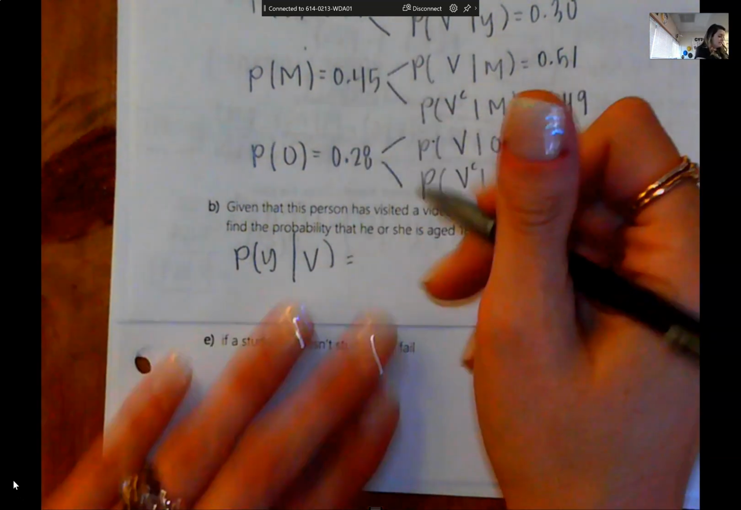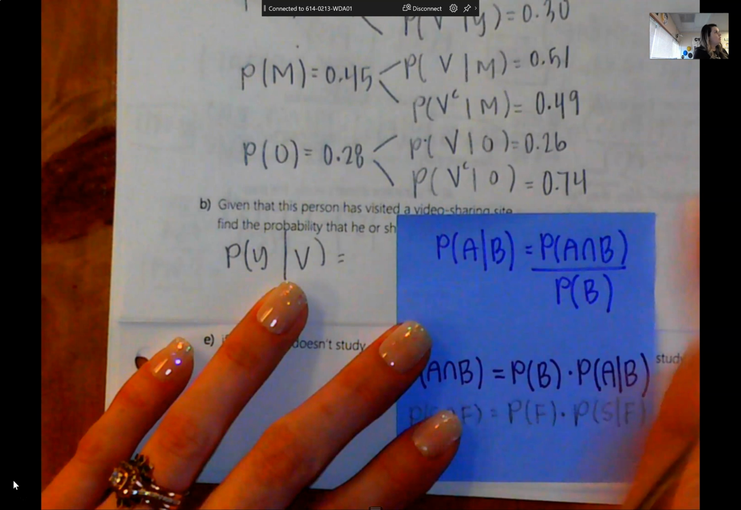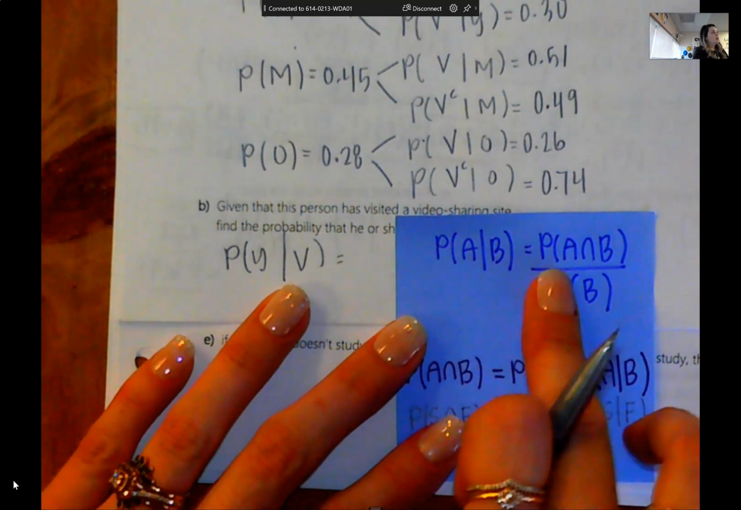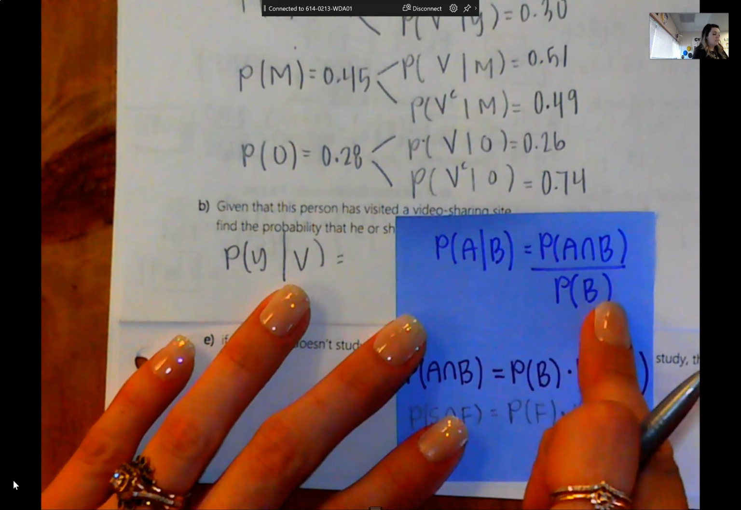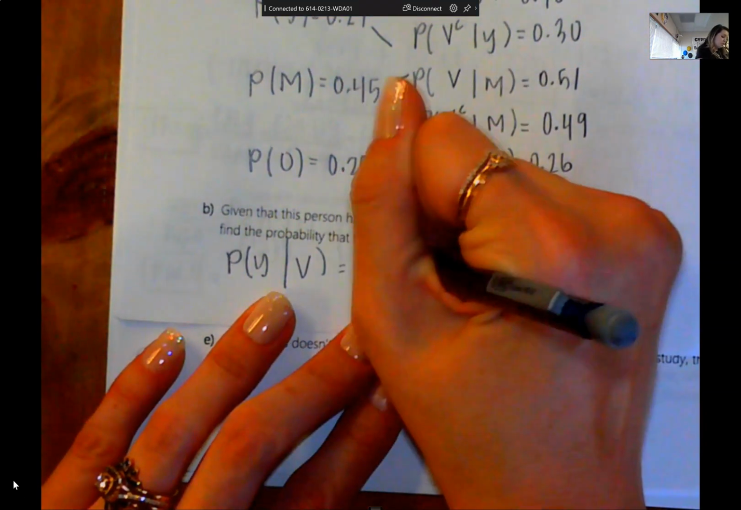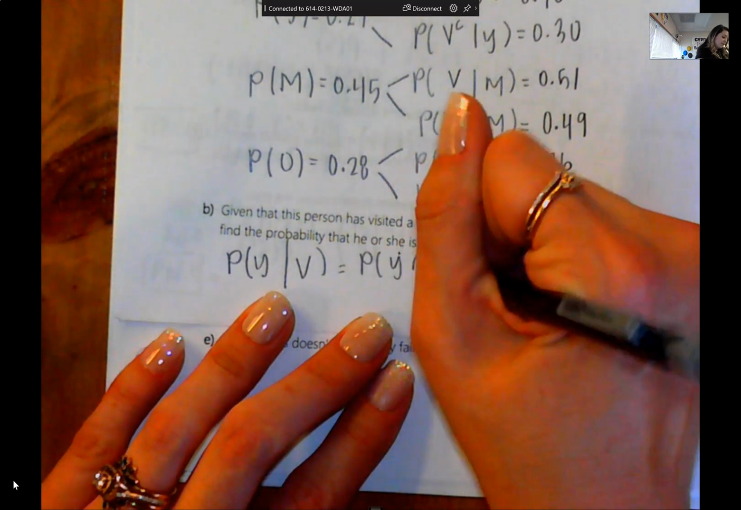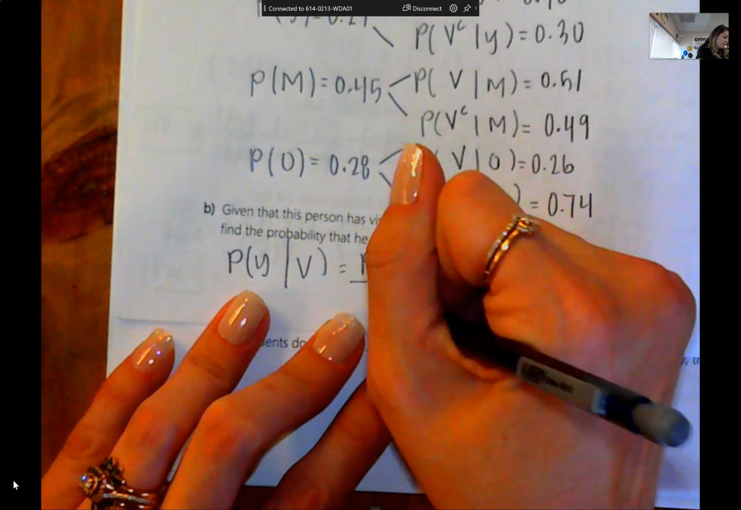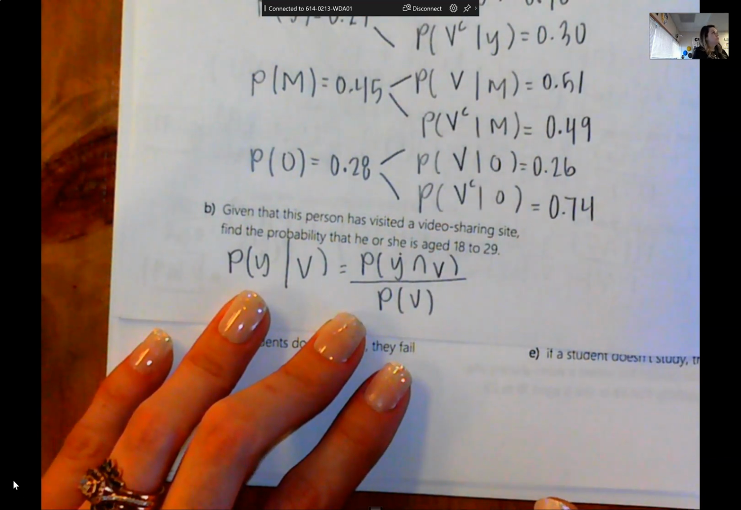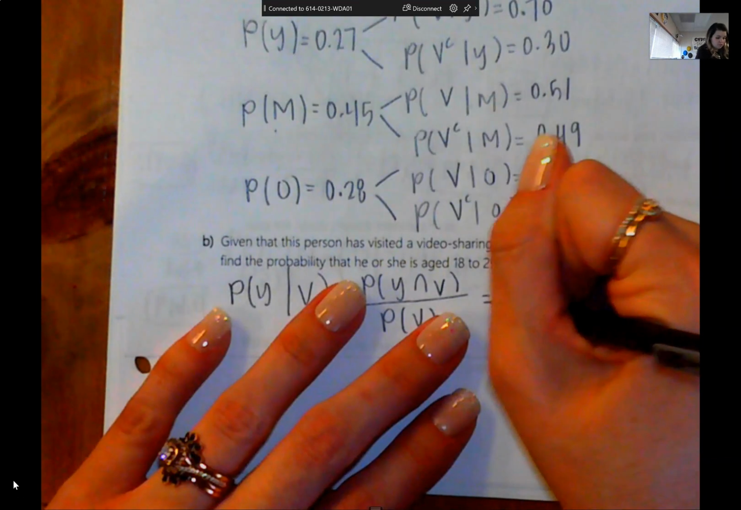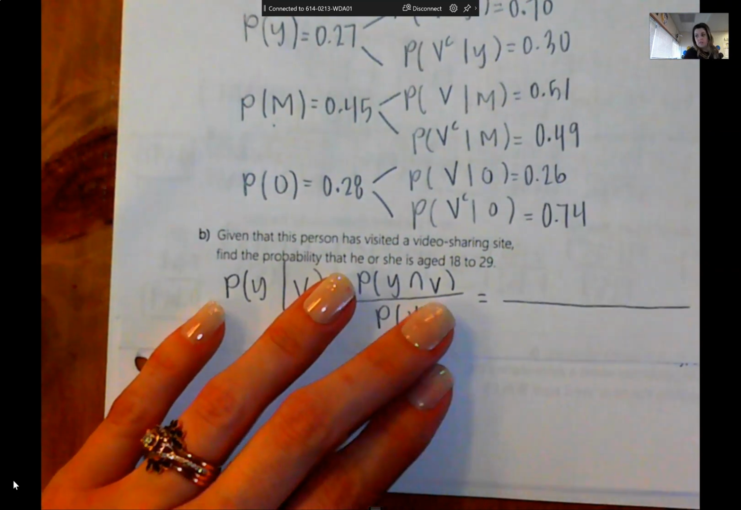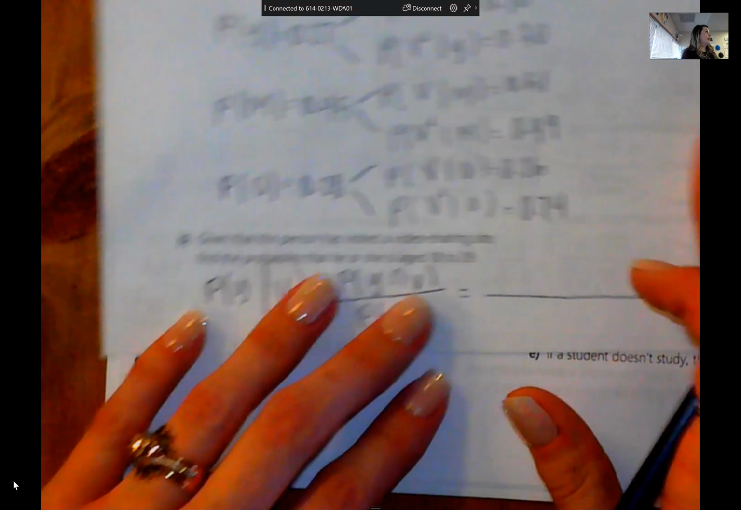So this is this formula. Young given visited is young and visited over visited. So I'm going to start with those symbols. Y and V over V. Okay. Well, this is going to be a big old fraction.